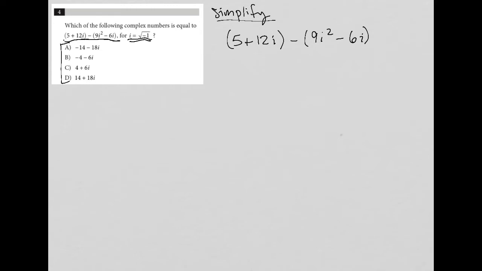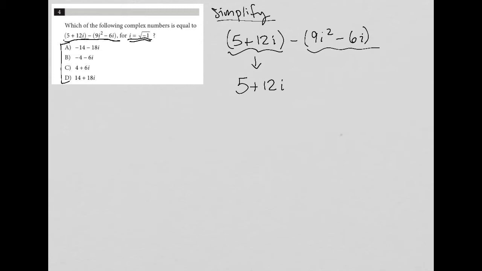So I'm going to simplify as much as I can and hope that once I've done that, I will get to one of the answer choices listed here, A through D. So to simplify this, the first set of parentheses, there's nothing that I can simplify within those parentheses and nothing to multiply or to distribute across the parentheses. So I'm going to just rewrite that without the parentheses, 5 plus 12i. Those parentheses really aren't necessary.